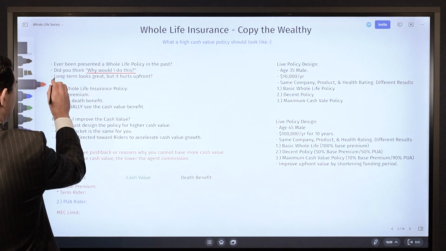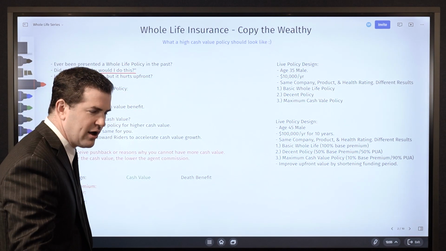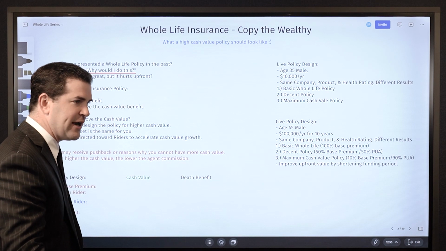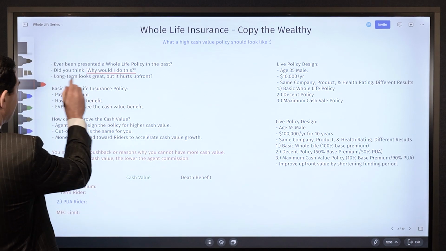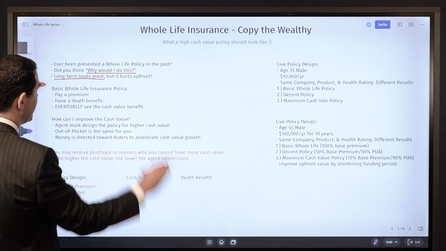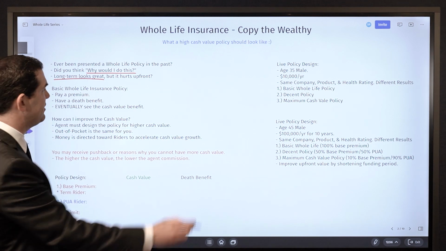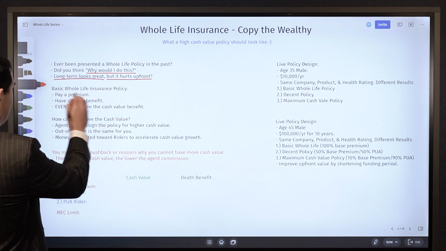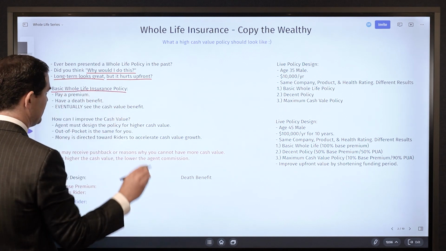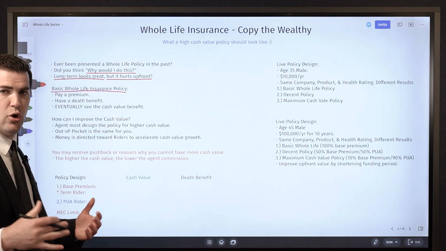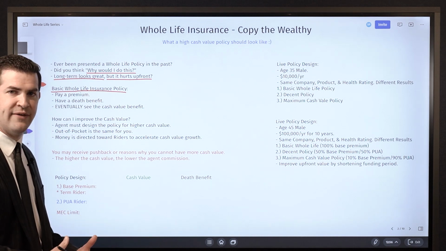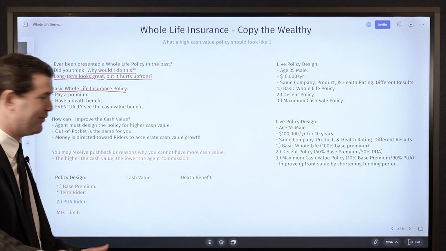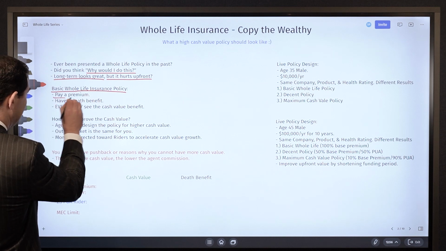So a lot of times what people go with begrudgingly, or find out after the fact could have been set up differently, is a policy where long term it looks great, it looks decent, but boy does it hurt up front. Example, a basic whole life insurance policy. Let's assume that you take out an old school, traditional whole life insurance policy, a great example of what not to do. How it works is like this.